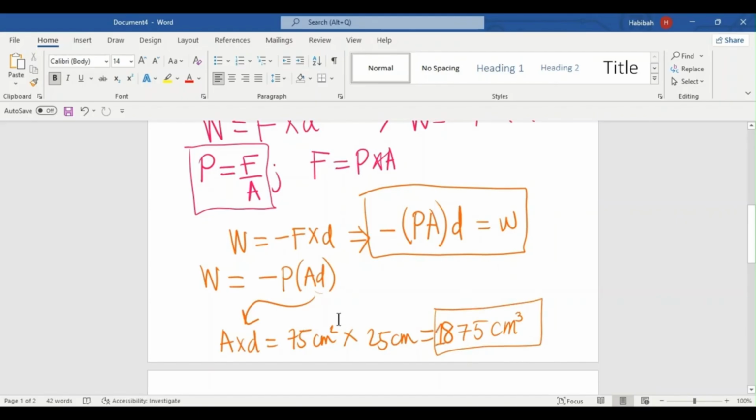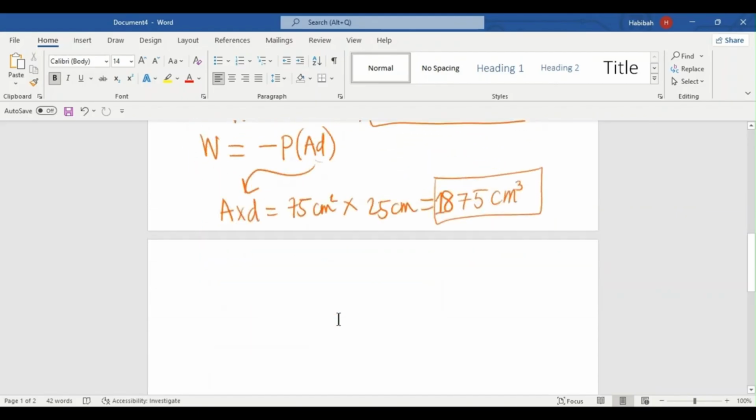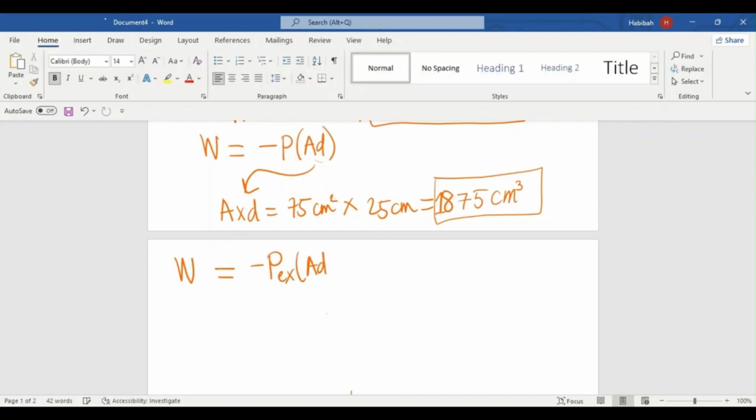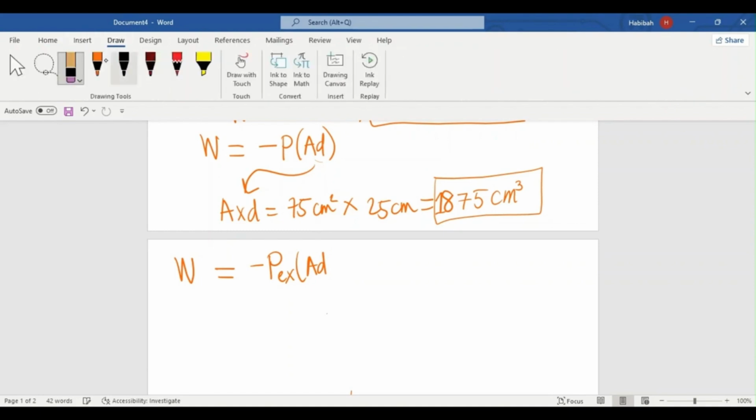So work now is going to be negative external pressure times area times distance. Now, the normal thing we're supposed to do would have been to just multiply everything. But we have to remember that pressure, right? Oh gosh, what's going on with this pen? So the normal thing would be to just input the information in the equation here.